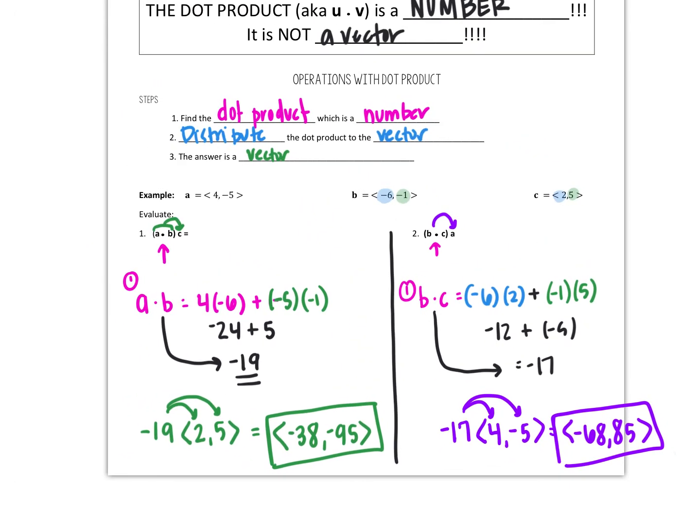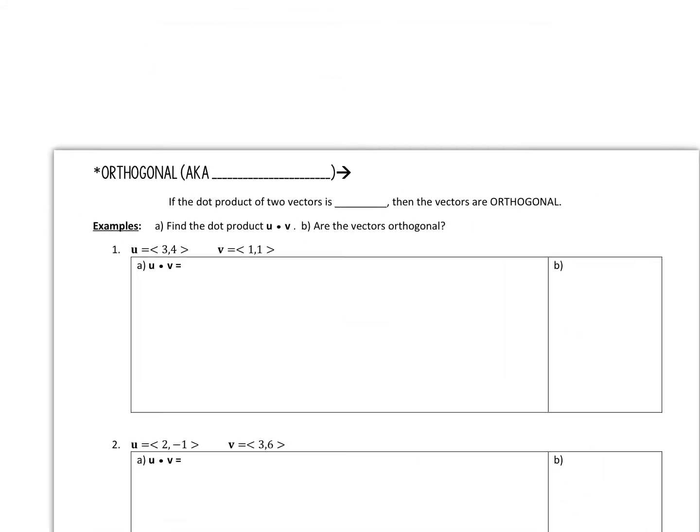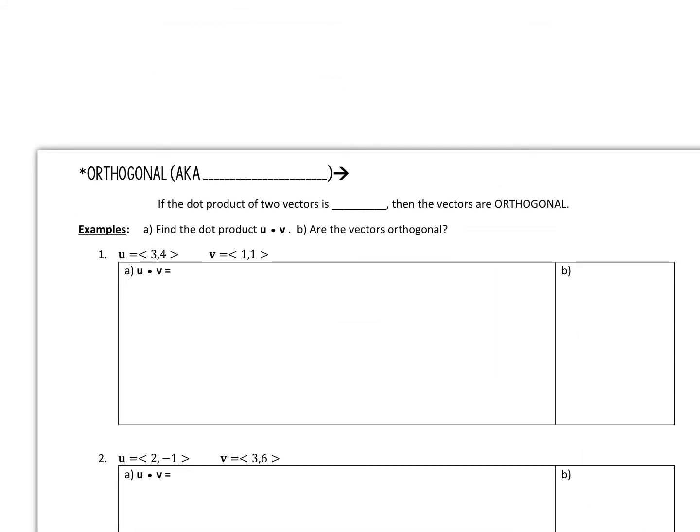That's how you deal with operations with dot product and how to find the dot product in general. Remember that the dot product is a single number. Let's flip it to the back. On the back, we're going to be talking about how to determine if two vectors are orthogonal, which is just a fancy word that means the same thing as perpendicular.